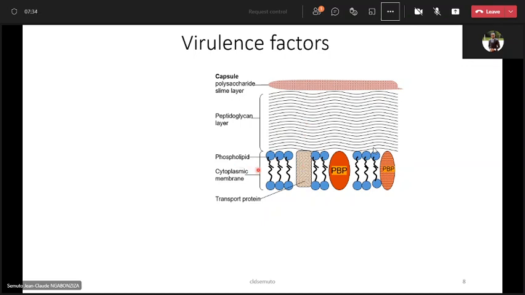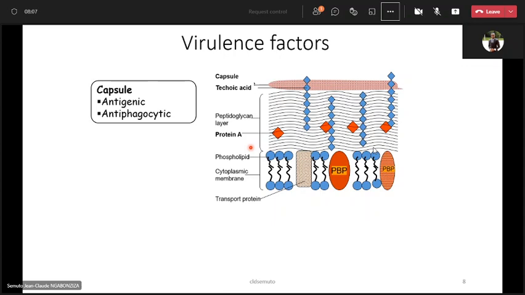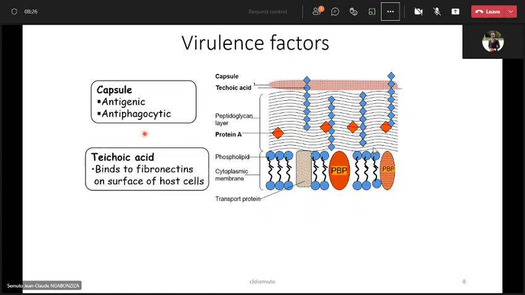This is the cytoplasmic membrane in which there is a transport protein, permease, and the peptidoglycan layer, which is white because it's gram positive. And we have teichoic acid, and this teichoic acid is also part of the virulence factors. We have protein A, which is part of the virulence factors. And as we know, the capsule is antigenic, so it induces an immune response, but also it is antiphagocytic. It inhibits phagocytosis, so it allows this bacteria to evade the immune system.